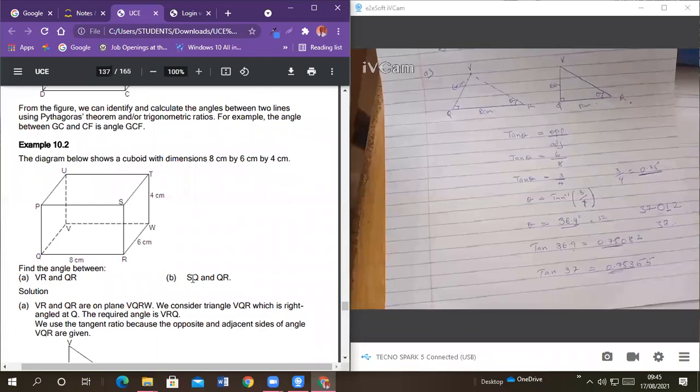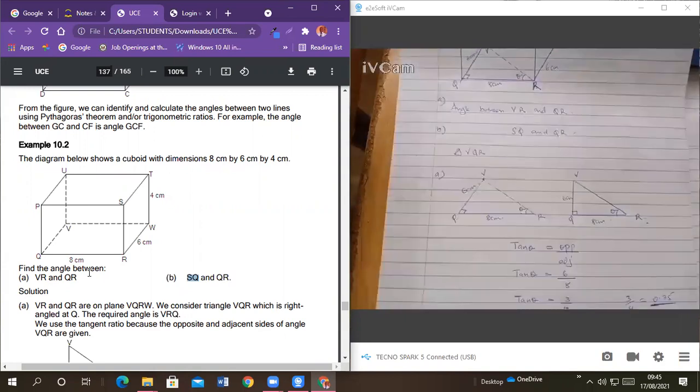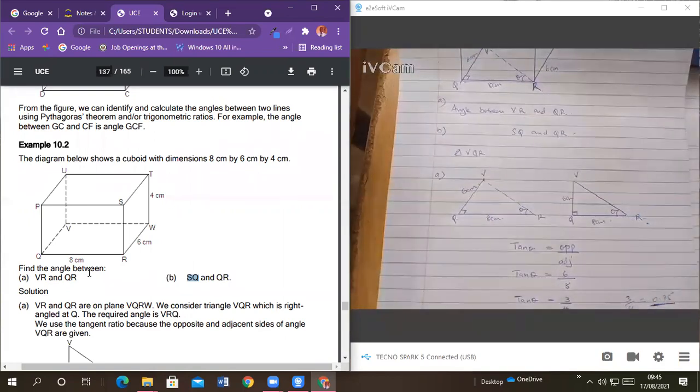So normally the angle is between the common letter. The common letter which is there is Q. So the common point there is Q. So normally the angle is at that common point. We looked at part A and we said that VR and QR, and we found out that the angle was at R. Why? Because R was common here at VR and also it was common here at QR. So R is common. So it means that the angle is at the common point, which is R. So even this one, part B, our angle is going to be at this common point, Q.